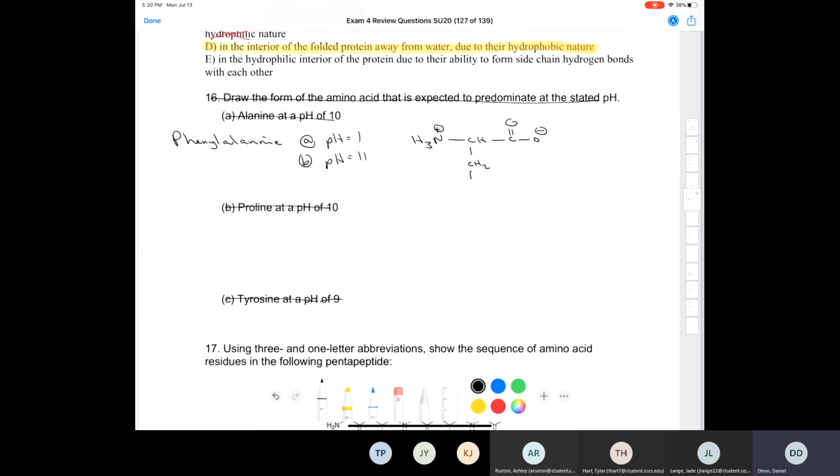Phenylalanine is when you have a CH2 and then an aromatic ring like this, okay? So if I want to draw the structure of phenylalanine at a pH equal to 1, a pH equal to 1 is very, very acidic, right? This is strongly acidic. And so what does that mean?